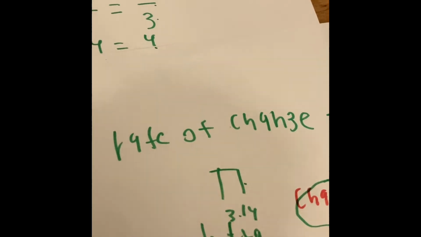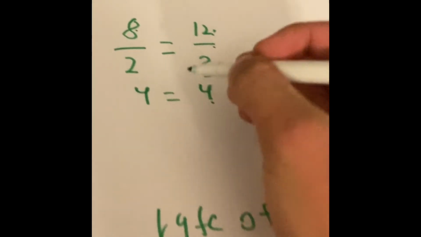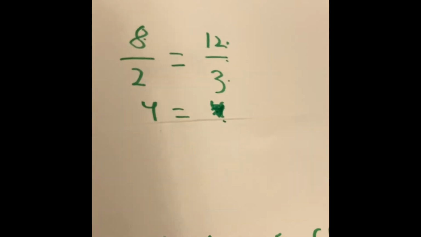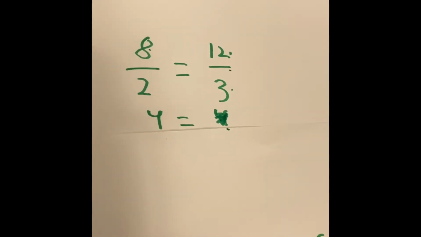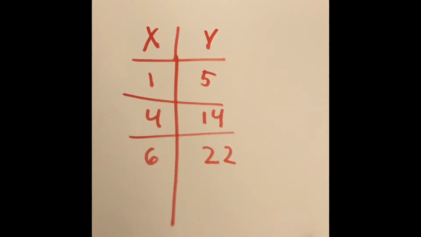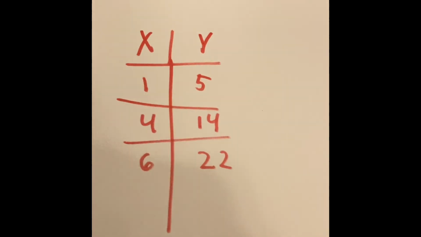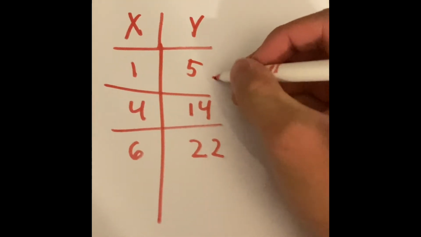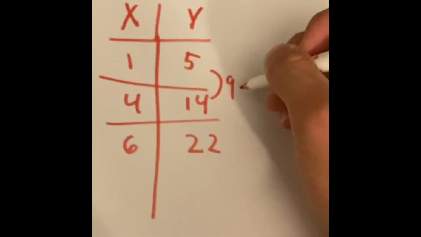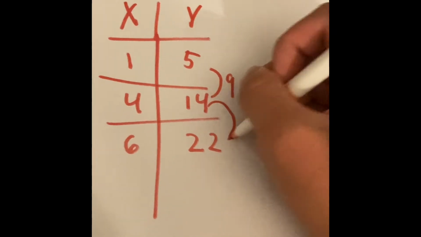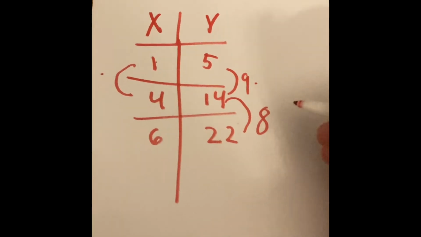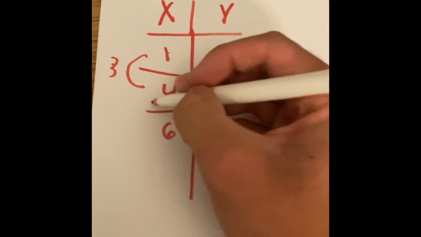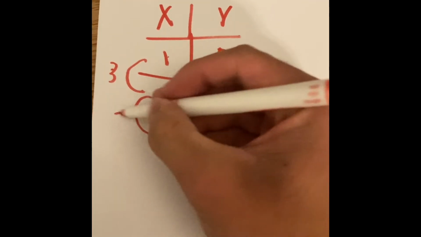But what happens if it doesn't work? What happens if the numbers are not equal, if they're different? Here's an example where this ratio table would not have a matching rate of change. So let's find the difference. 5 and 14, the difference is 9. 14 and 22, the distance is 8. The distance between 1 and 4 is 3. And the distance between 4 and 6 is 2.